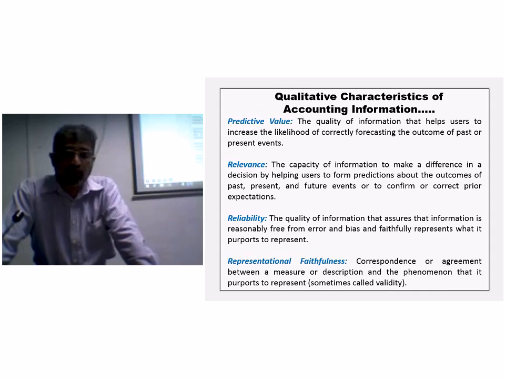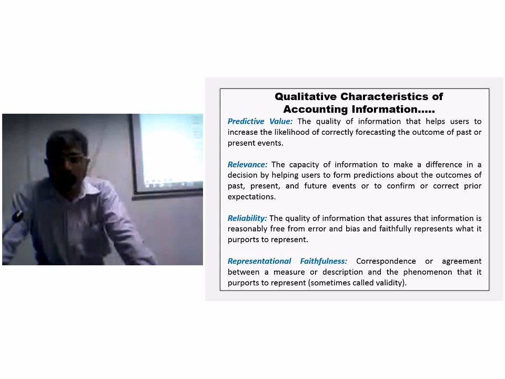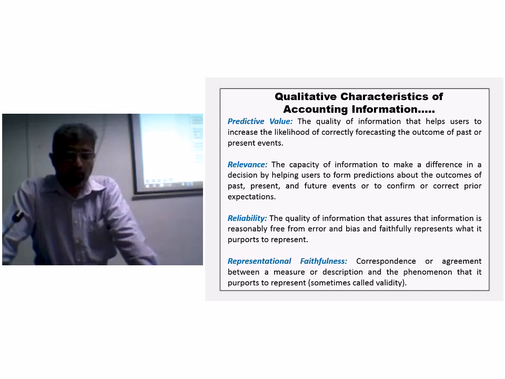One is called predictive value: the quality of information that helps users to increase the likelihood of correctly forecasting the outcome of past or present events. Then we should have some information, and it should have predictive value. Meaning we can use previous details to predict the current details, and to predict future conditions.